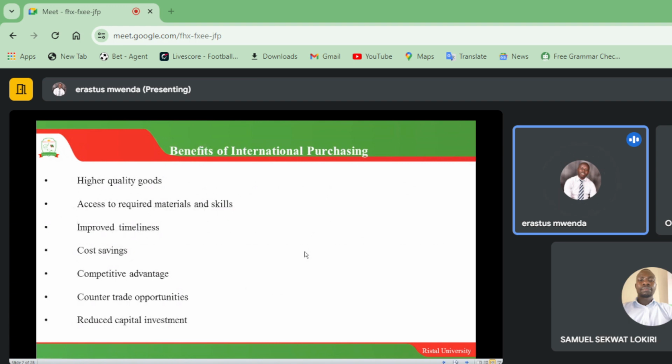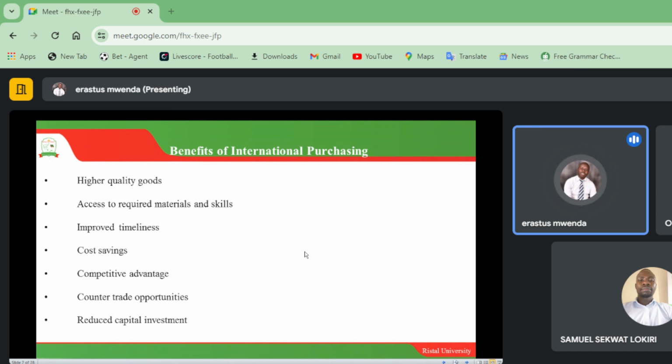Now, how do we benefit when we do international purchasing? That's another very important question that we ask ourselves. How do we benefit when we do international purchasing? Number one, higher quality goods. We have mentioned that. So you are likely to receive better goods and higher quality goods.